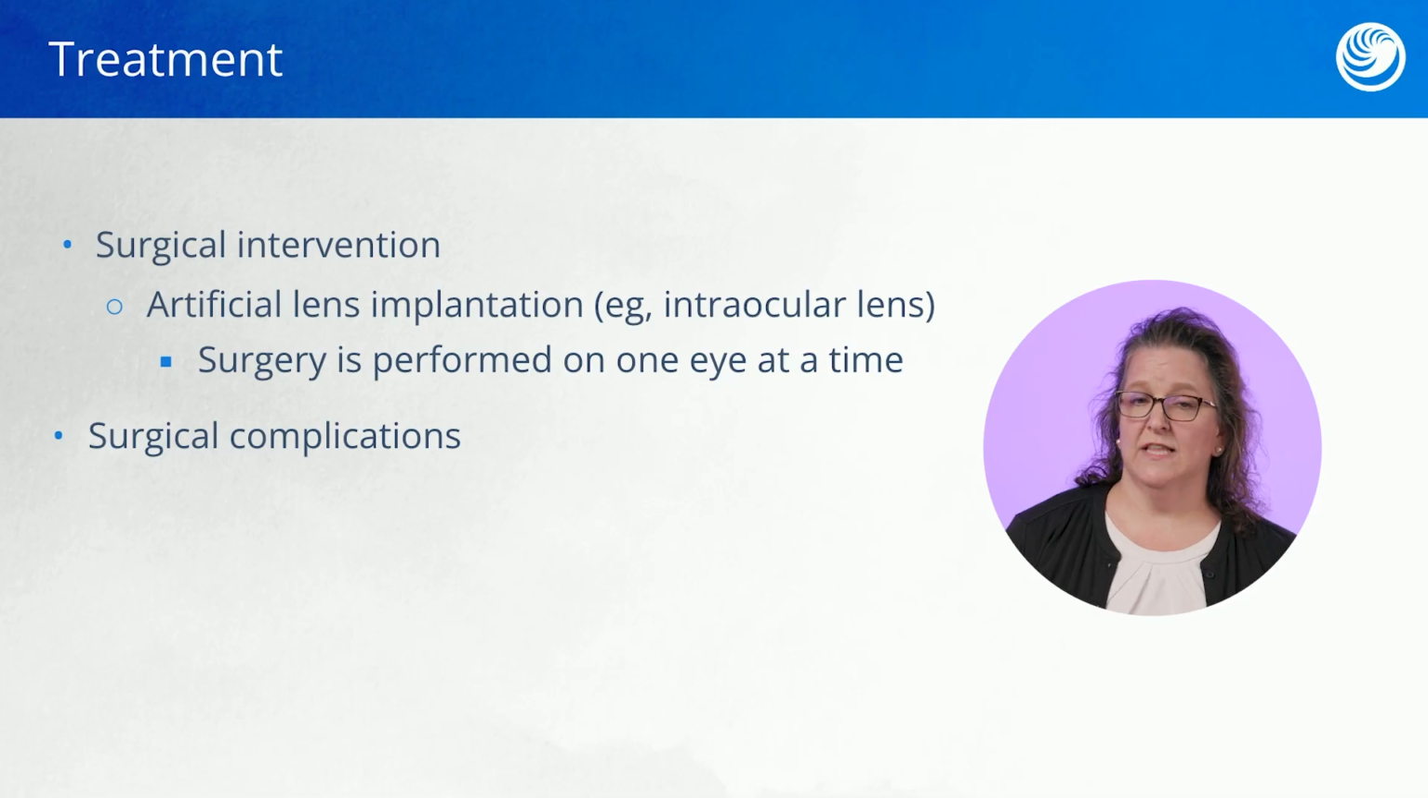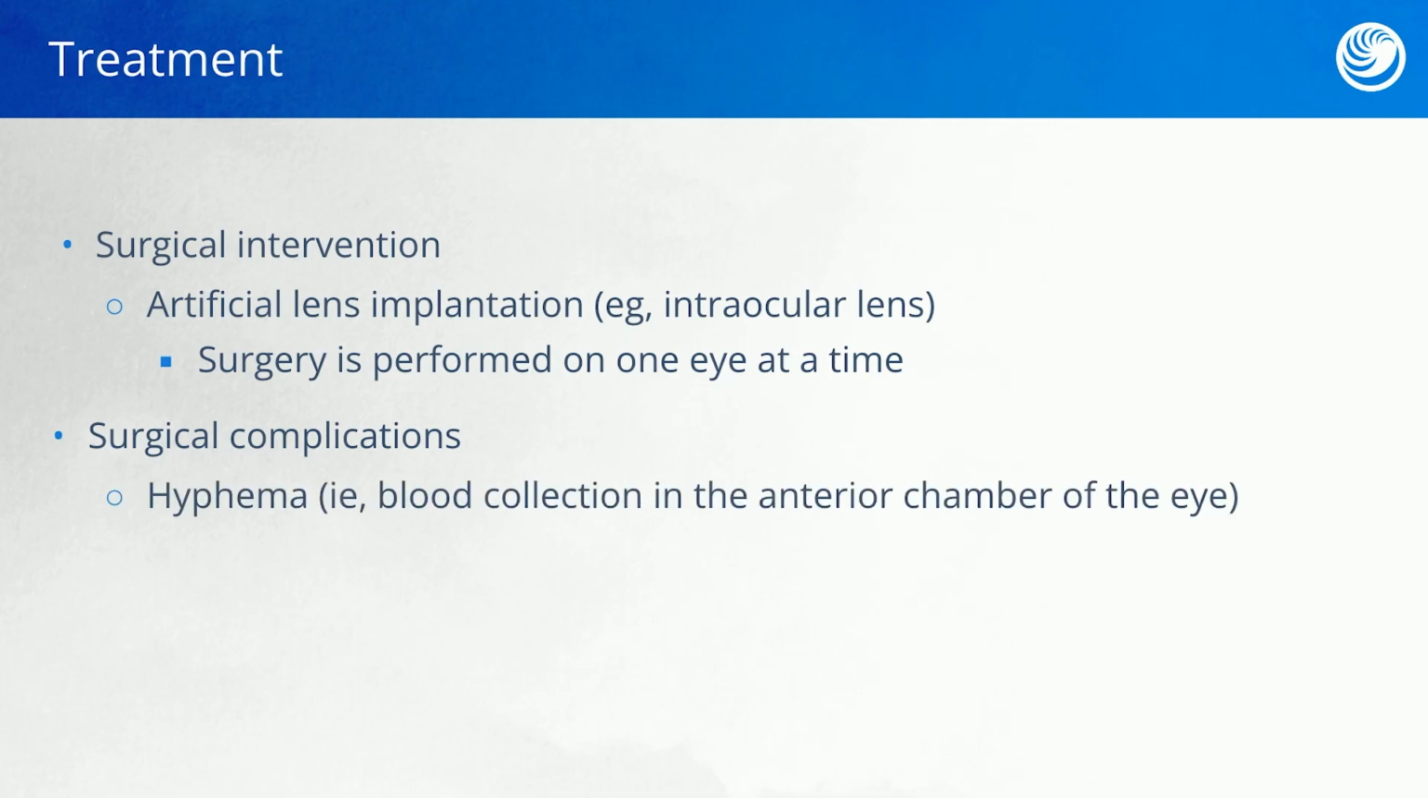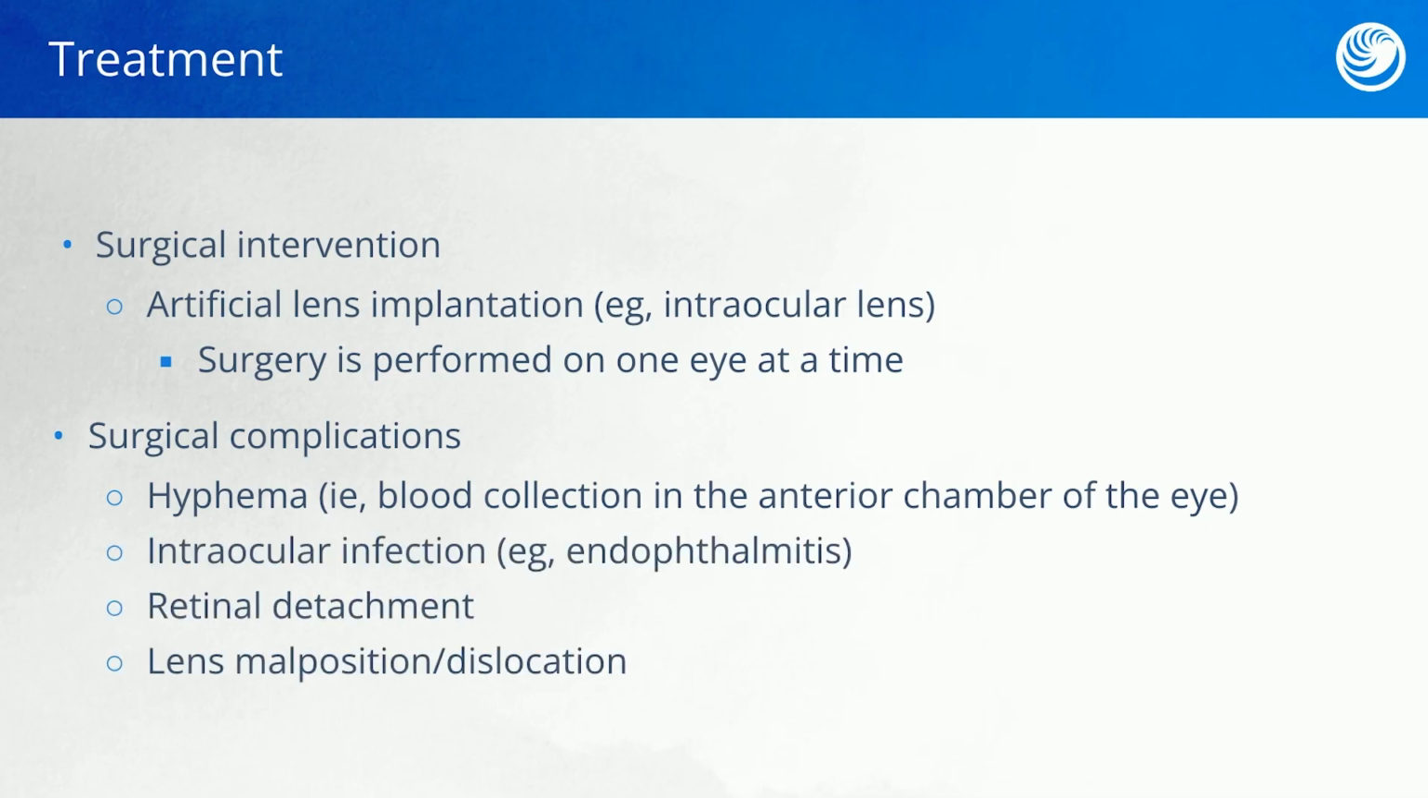Surgical complications that we need to look out for are hyphema. This is when blood collects in the anterior chamber of the eye. The client will feel pain, blurry vision, and be uncomfortable. Other complications include intraocular infection, retinal detachment, and lens malposition or dislocation. And this is when the lens shifts after the procedure.